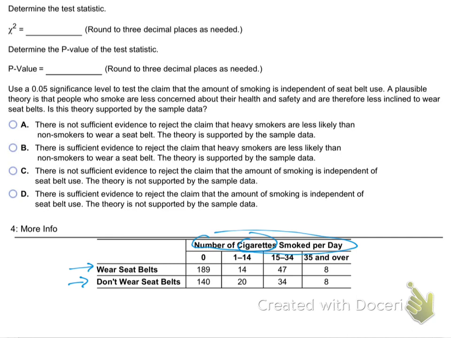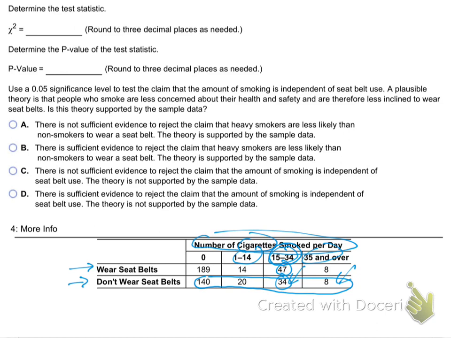So are those variables dependent or independent? The idea is that maybe people who smoke more are less concerned about their health and thus don't wear seatbelts as much. Right? So as you go up the line in smoking, more and more smoking, maybe you'll get more and more who don't wear seatbelts. Doesn't look like the data is agreeing with that. Like right here, people that smoke 15 to 34 cigarettes a day, 47 wear seatbelts, 34 don't.